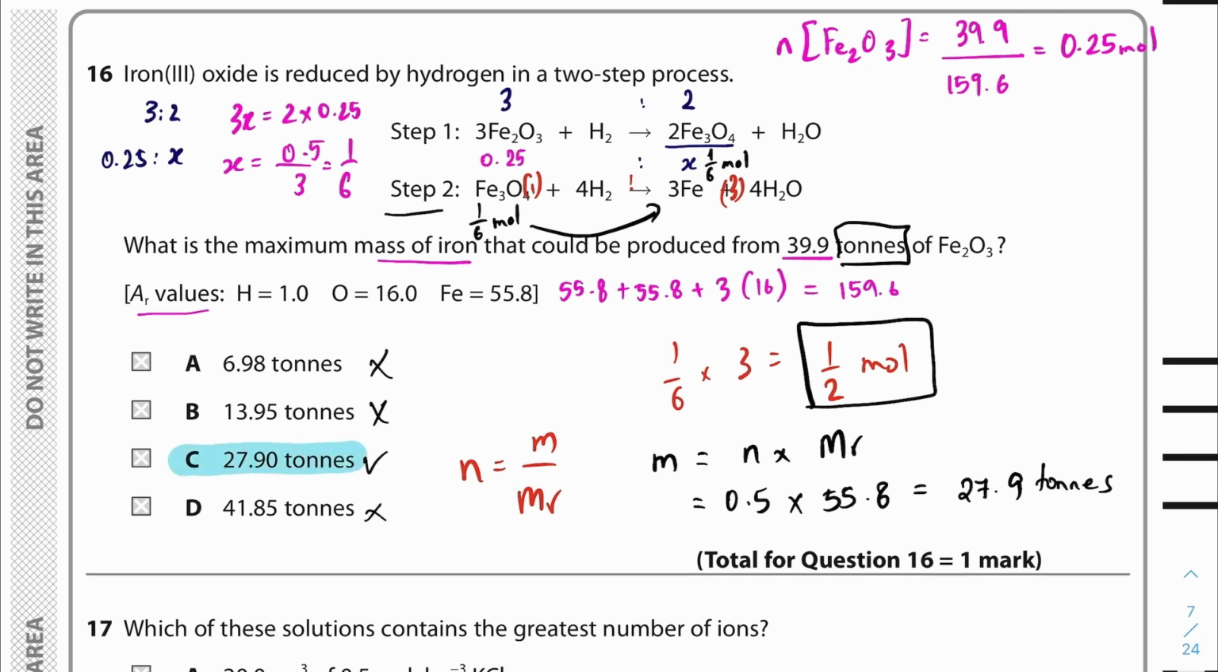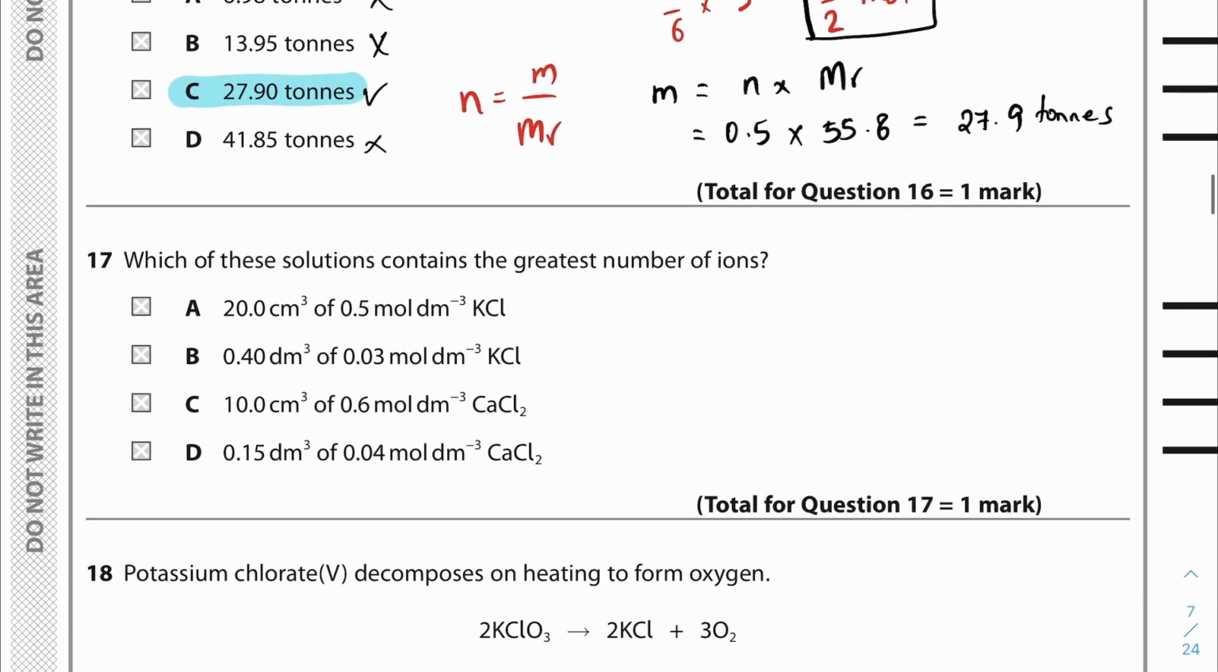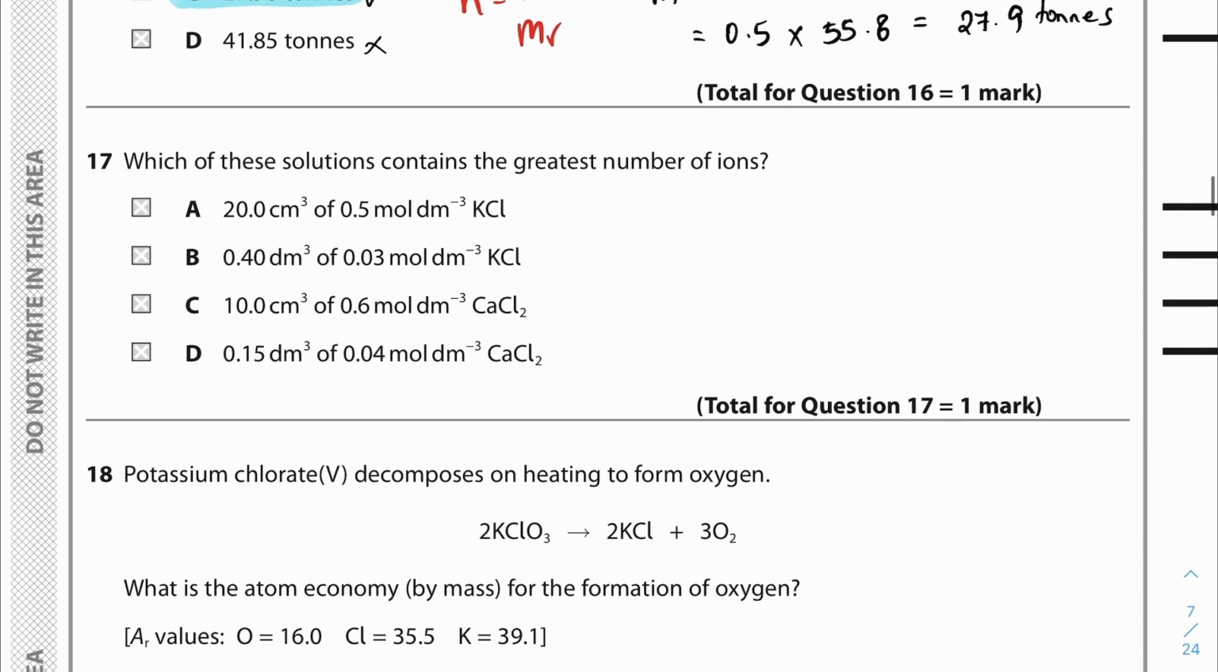Okay. Which of these solutions, question number 17, which of these solutions contain the greatest number of ions? Okay, so how do we calculate how many ions there are? We have to calculate the moles, right? And in this case, they've given us what? Volume and the concentration. And we know that n equals CV, where V is in dm cubed, right?